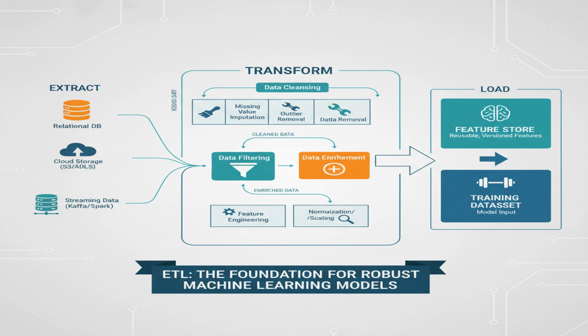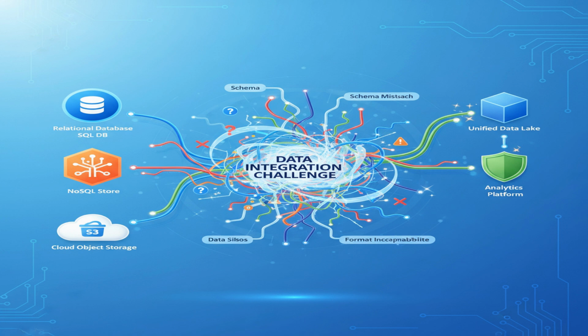Extract gathers raw data from databases, APIs, and logs. Transform cleans, filters, and enriches the data, creating features. Load moves the transformed data into a feature store or training dataset. Without this process, you'll be training models on dirty data.